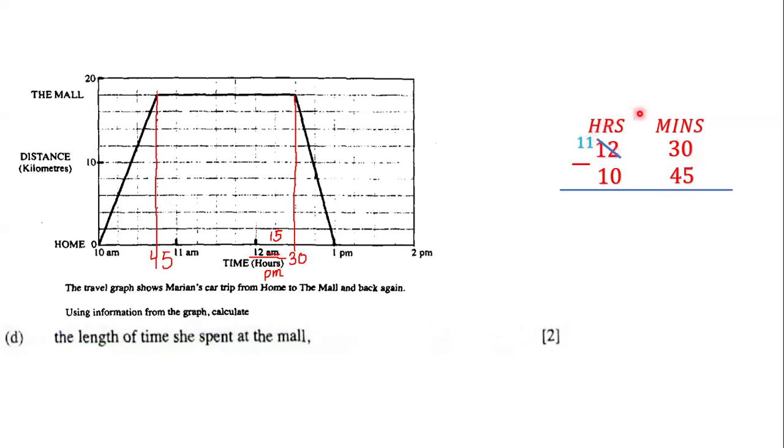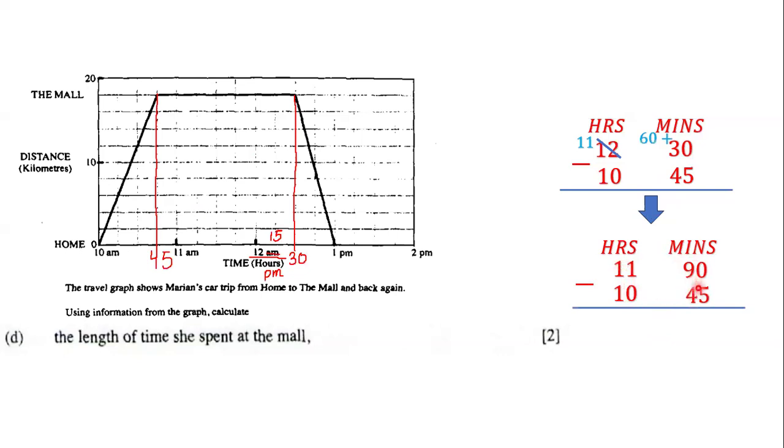But we borrowed a whole hour, and 1 hour is equal to 60 minutes. So that means that we essentially borrowed 60 minutes. And so what we have here is 11 hours and 60 plus 30, which is 90 minutes. And we have 10 hours and 45 minutes. And so we subtract, and we get 90 on the minute side, 11 on the hour side, 10 and 45.